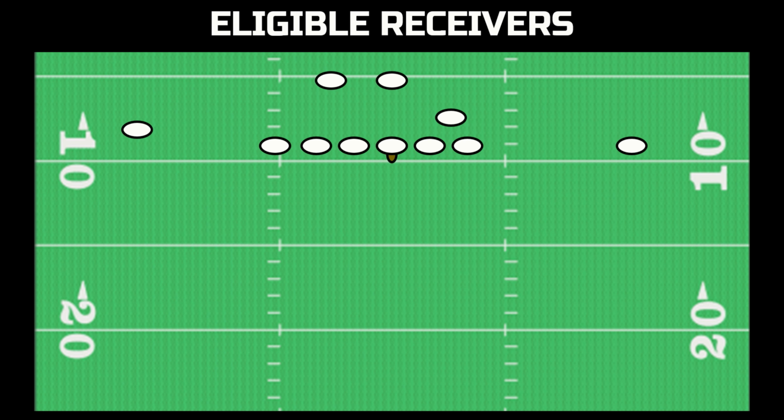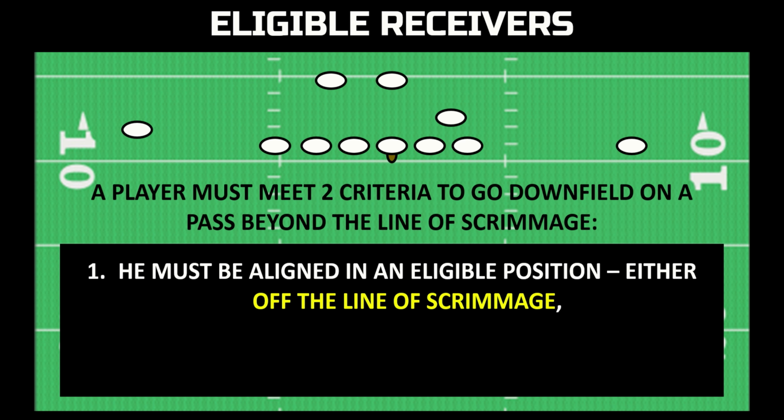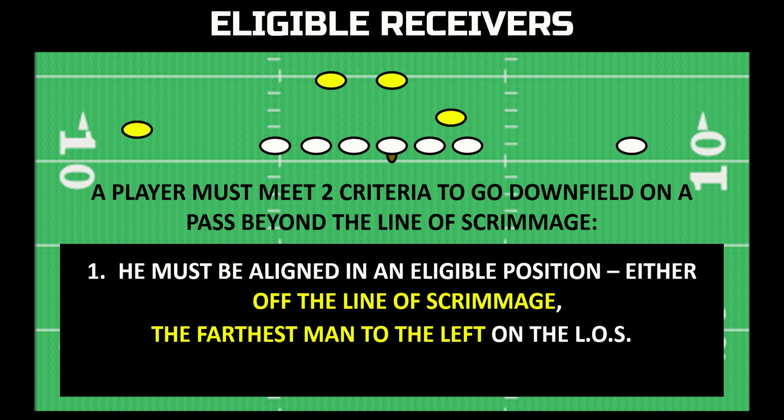Now we're going to get into what makes a player eligible to go downfield on a pass beyond the line of scrimmage. Anyone, lineman included, can go downfield when a pass is caught behind the line of scrimmage. That's a screen. But any pass where the ball is thrown past the line of scrimmage, only certain players are allowed to go past the line of scrimmage prior to the ball being thrown on that play. A player must meet 2 criteria to go downfield on a pass. First, he must be aligned in an eligible position. He has to be off the line of scrimmage, or he has to be the last man on the line of scrimmage to either side, to the left or to the right.